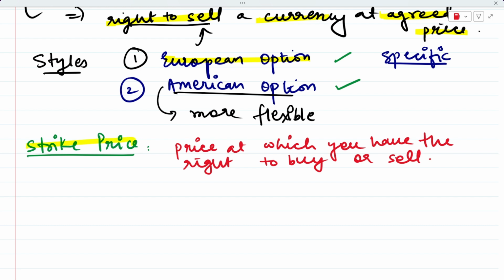Then we have something called the strike price. The strike price is the price at which I have the right to buy or sell. Whatever price I have the right to buy or sell, that particular price is called the strike price.